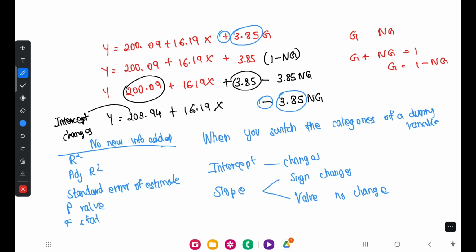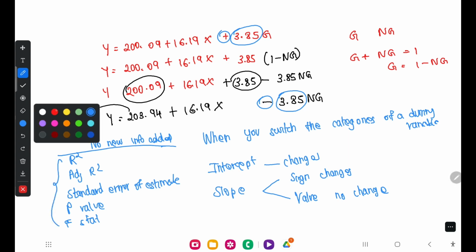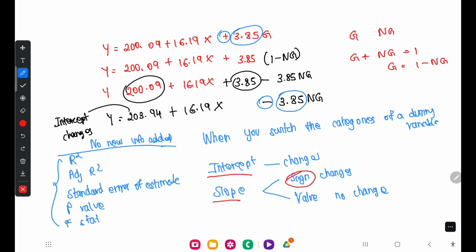Previously you said that's the equation for with a garage. Now you're saying without a garage. So since there is no information added, all these values won't change. It will be only a change in your intercept, and even the slope doesn't change, but only the sign changes. Okay, so keep this in mind as well.